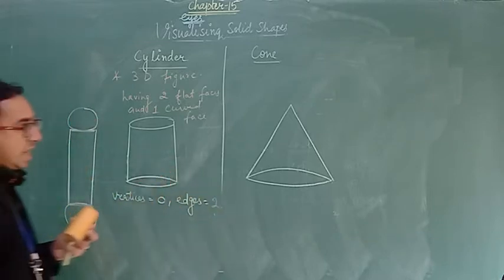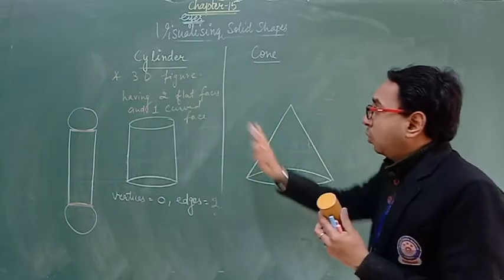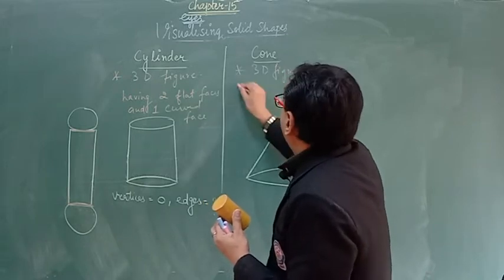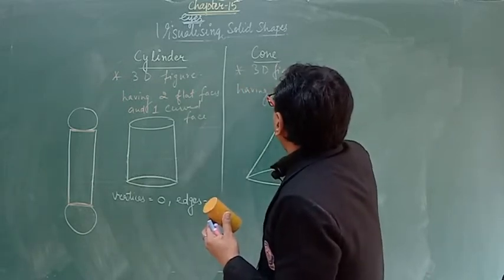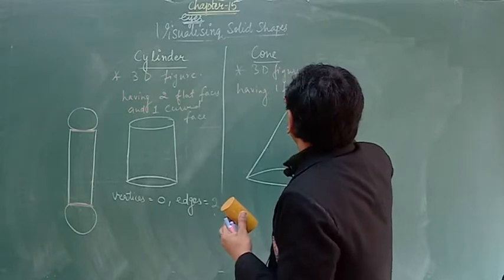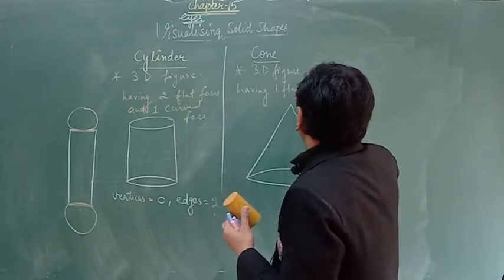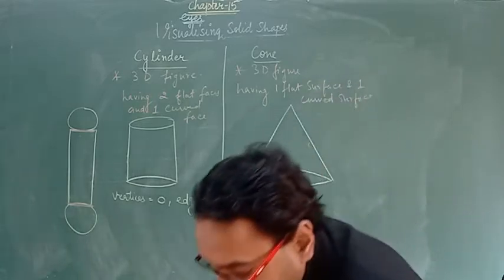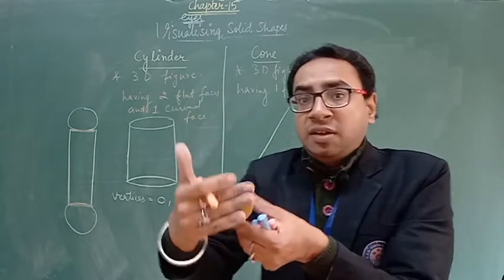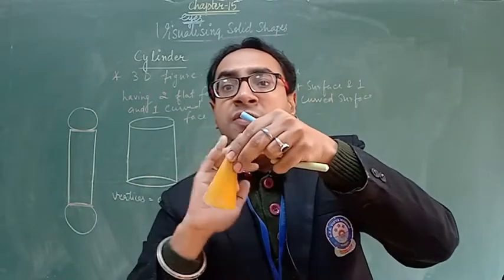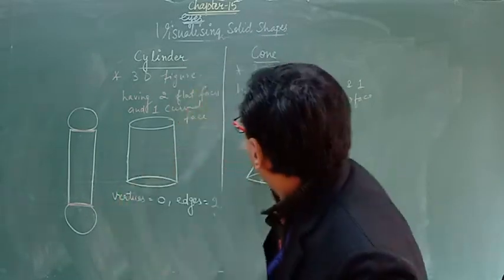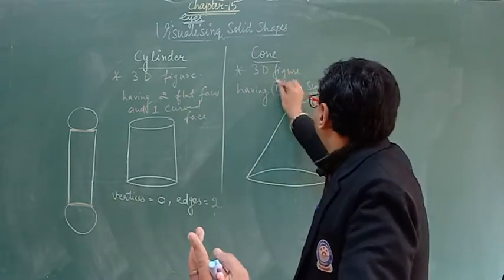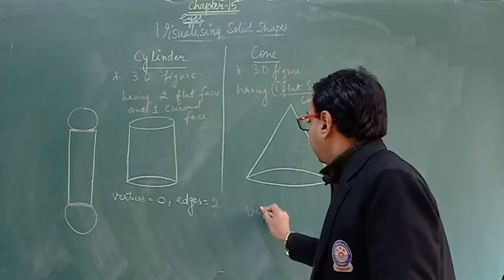Are we clear? Next, let's move on to the cone now. A cone, a 3D figure having one flat surface and one curved surface. Yeah, you can see clearly a flat surface and one curved surface. So how many faces are there in a cone? Two faces are there. 1 plus 1, 2. Now let's observe the vertex.